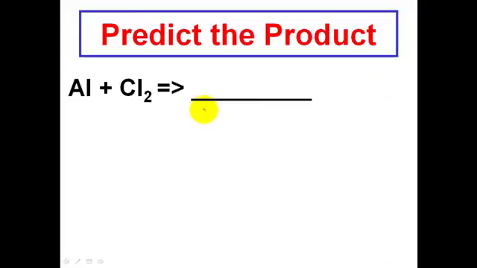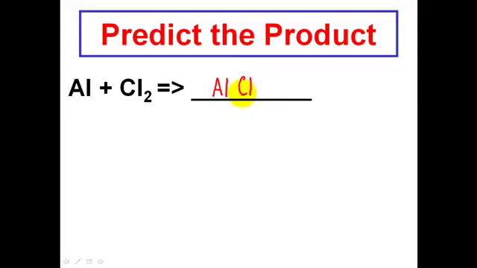Alright guys, here's another example. Let's check it out. First thing I want you to see is what kind of reaction it is. Maybe you want to take 2 seconds and try to guess what kind of reaction this is. Alright dudes, this is going to be a synthesis reaction where 2 elements come together to form 1 compound. The possible combination is aluminum and chlorine.